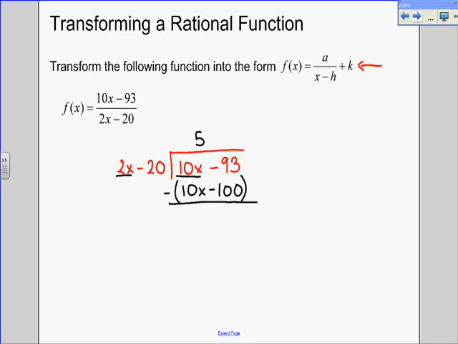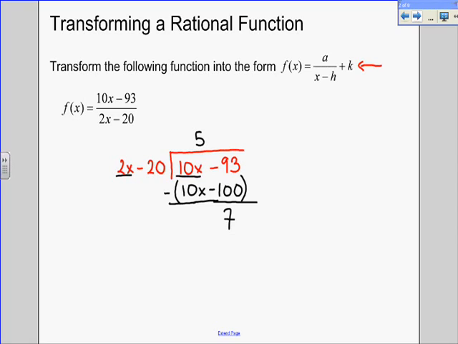And now that I've got this, I can actually subtract, and I can figure out what I have left over. So 10x subtract 10x is 0. Don't actually need to write that down. That's the whole point of setting up this subtraction in this way. And then we have negative 93, take away a negative 100. Well, that actually becomes negative 93 plus 100, which is actually 7.